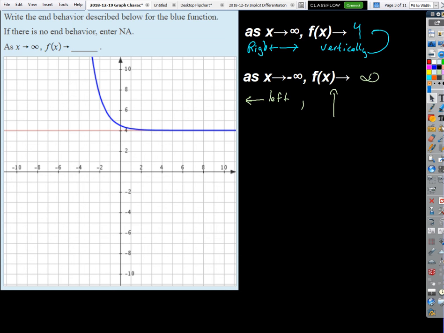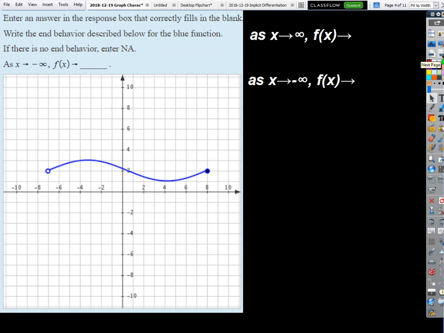All right, for today, what about this end behavior here? What do we say about this? As x approaches infinity or negative infinity, does this even make sense? No, the graph doesn't extend out there, right? The graph stops at -7 and +8. So that would be NA, right? There is no end behavior.